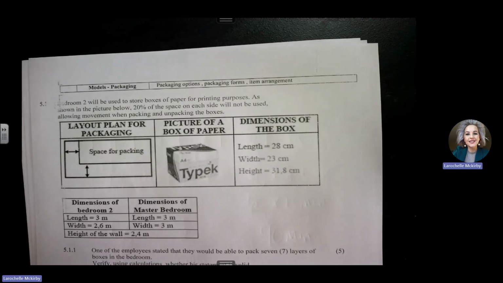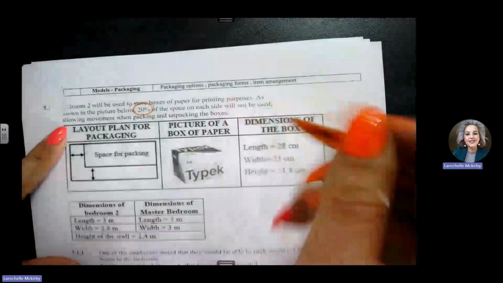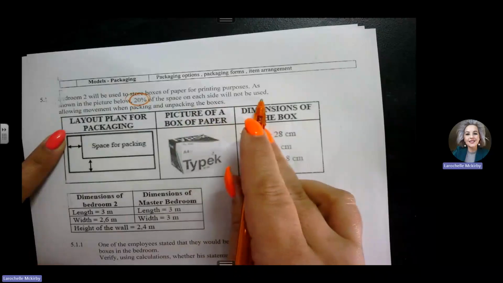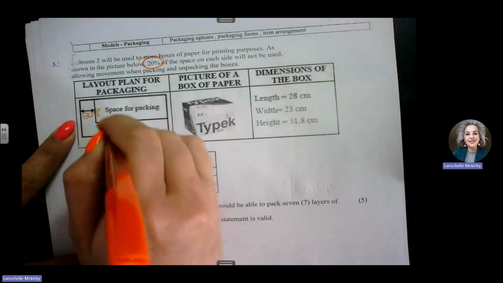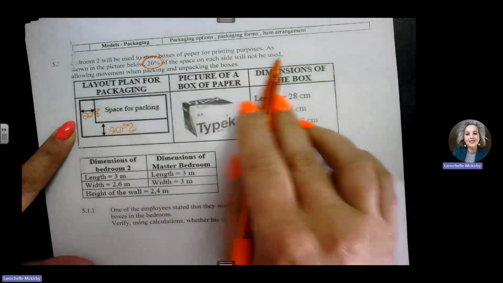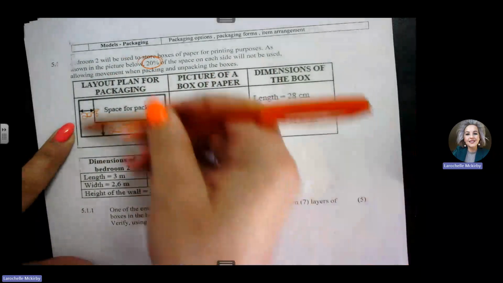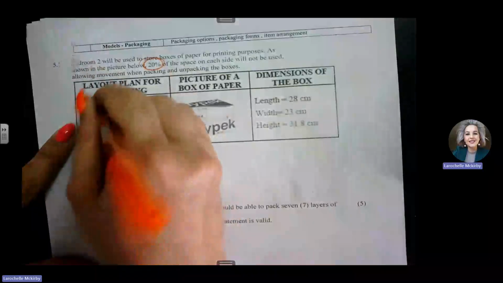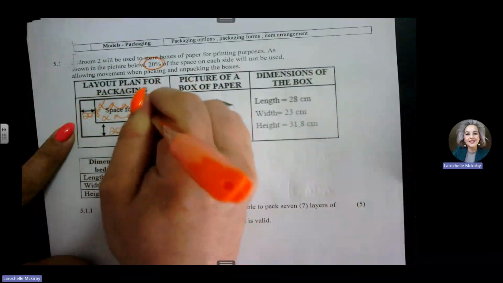Bedroom 2 will be used to store boxes of papers for printing purposes. As shown in the picture below, 20% of the space on each side will not be used. Oh, okay, I see. This part here is 20% and this part here is 20%. So it will not be used, allowing movement when packing or unpacking the boxes. Okay, so people will move here to pack the boxes because this is where the boxes will be stacked, right?